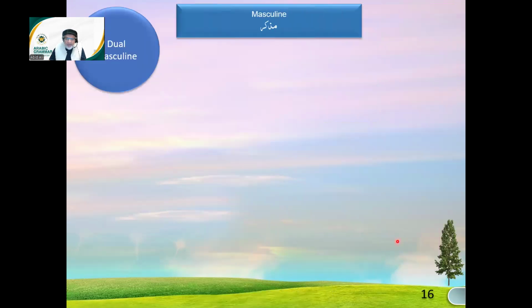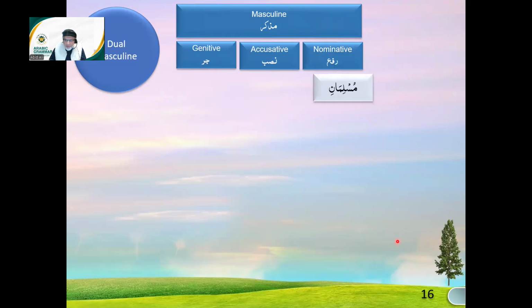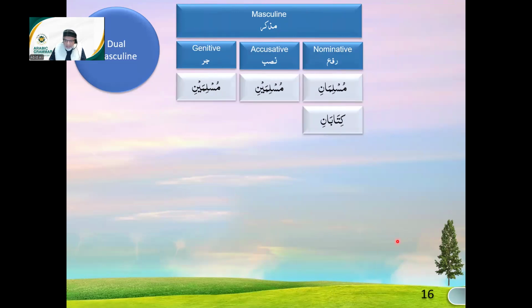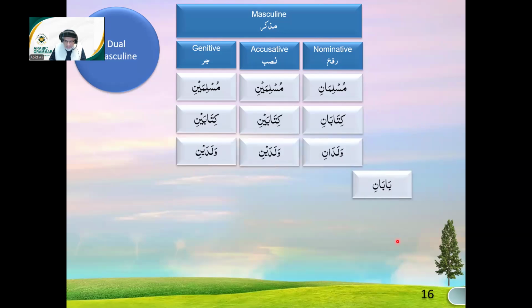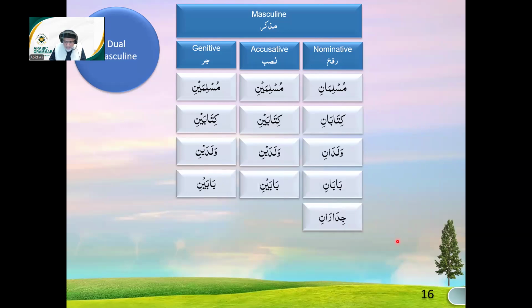Let's look at more examples. See, Rafa Nasab and Jar, muslimani, muslimaini. Kitabani, kitabaini. Waladani, waladaini. Babani, babaini. Jidarani, jidaraini. So it's the ending sound.